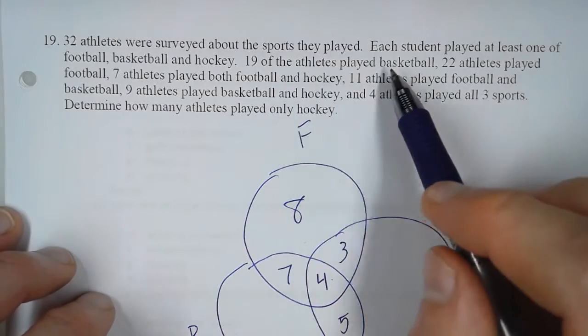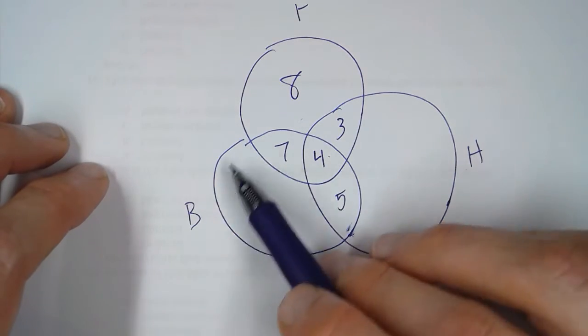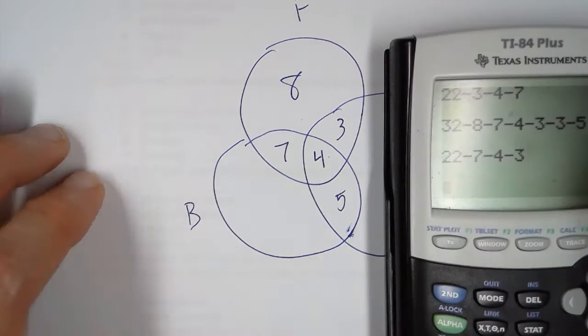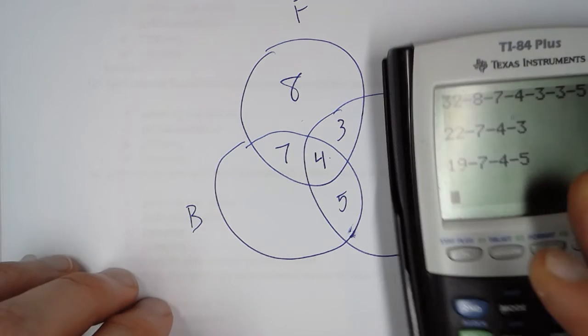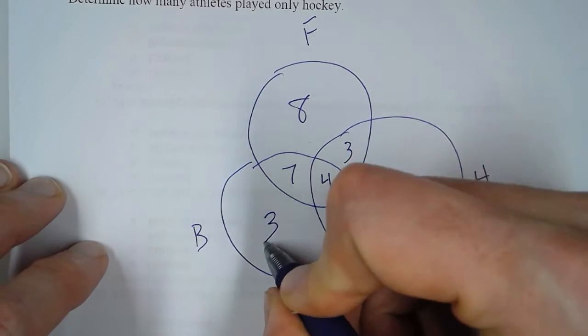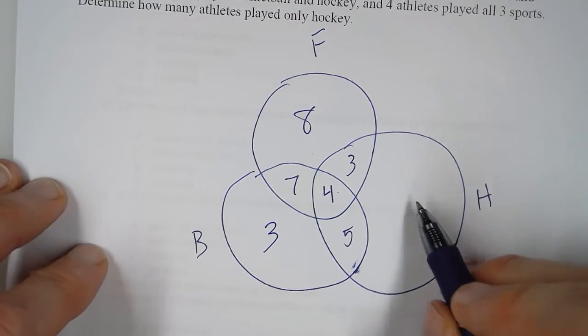Then 19 athletes played basketball, so 19 belongs in this entire region. So that's 19 minus 7 minus 4 minus 5. That gives me 3. So the only thing that's left is this region, which is what we want to find.